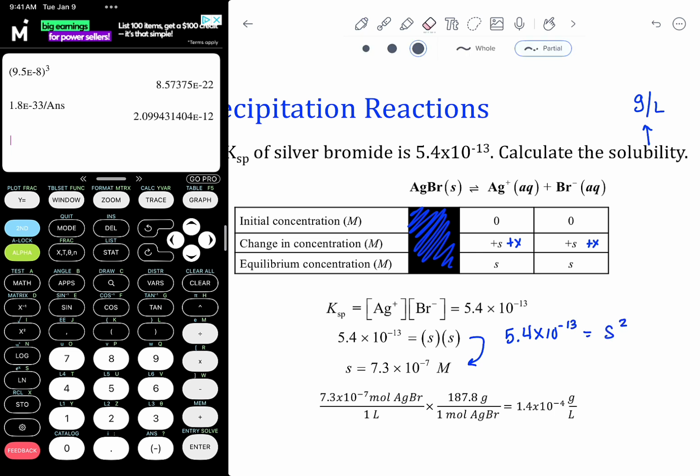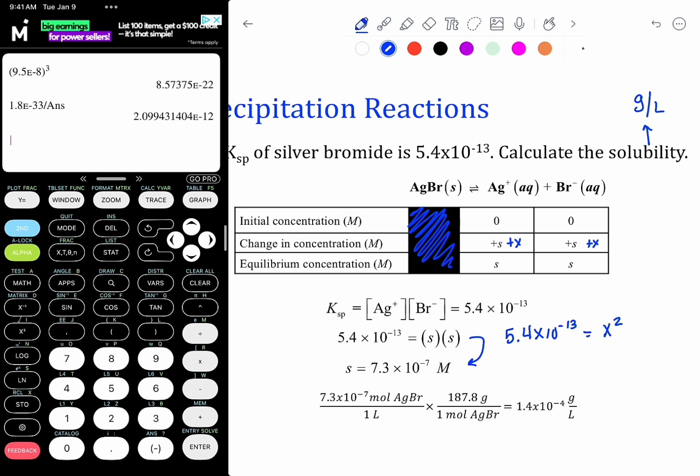Or if you wanted to do like we saw before with our regular ICE tables, X squared. Whatever variable you use in your ICE table is fine. You want to use W, go for it. You want to use B, go for it. As long as you know that that stands for the change, that's all that matters.